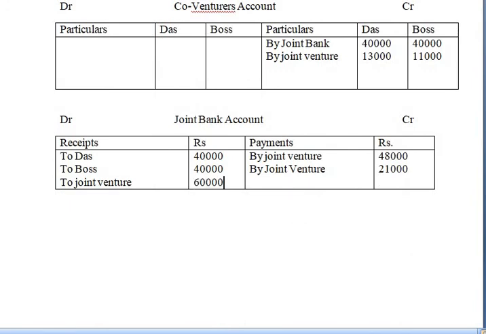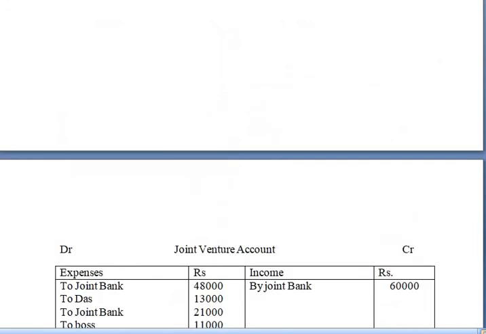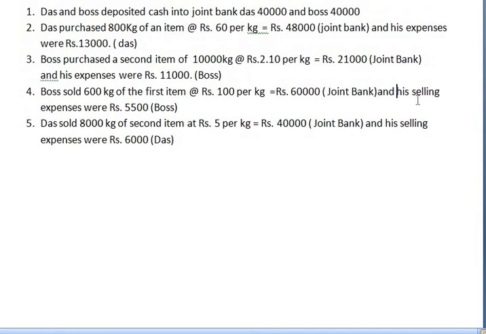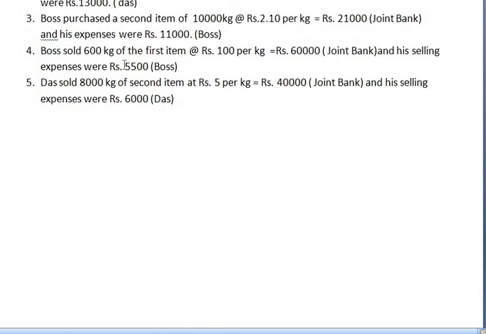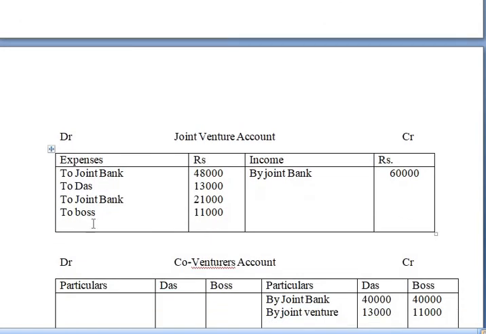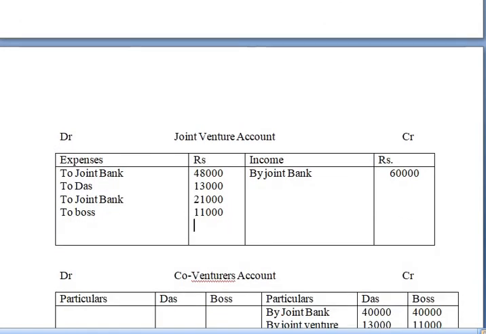60,000. Now his selling expenses were rupees 5,500. So this is the expenses, and the expenses were met through private source, because they only said that expenses were met from private source. So how much expenses? 5,500. So in joint venture account, expenditure side 5,500, and these expenses met from private source.